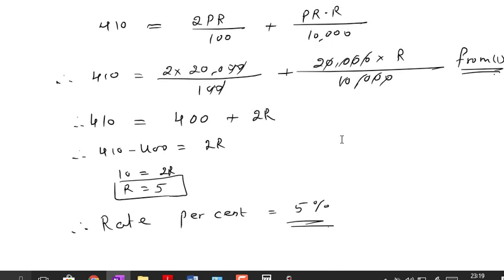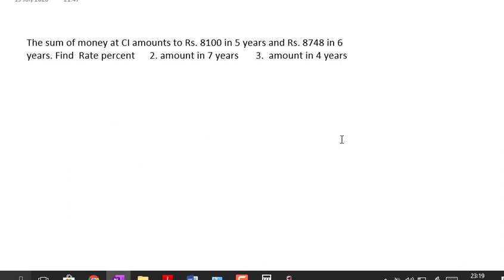Okay, now let us move to the fifth problem. The fifth problem is: the sum of money at compound interest amounts to rupees 8,100 in 5 years and 8,748 in 6 years. So A5 is given, A5 means amount after 5 years, it is 8100, and A6 is given, which is 8,748. We have to find the rate percent.